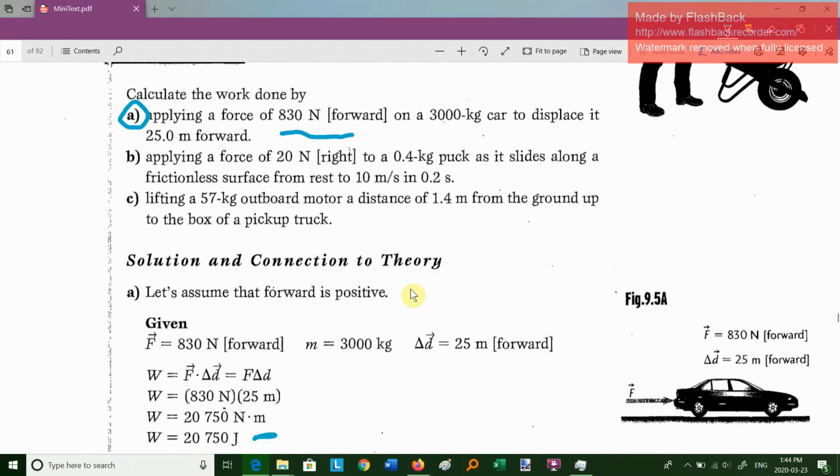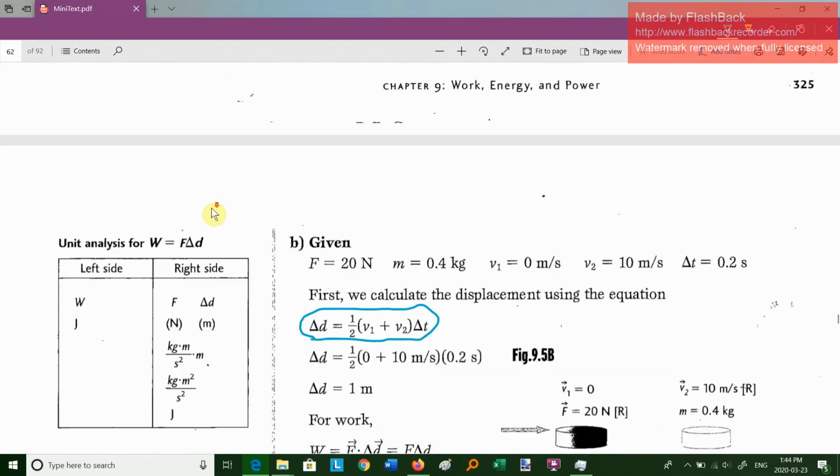So I have to get the force. Now I've got 57 kilograms, and I'm fighting gravity. So my force is going to be mg. It's going to be 57 times 9.8. Let's see if that's the case here.